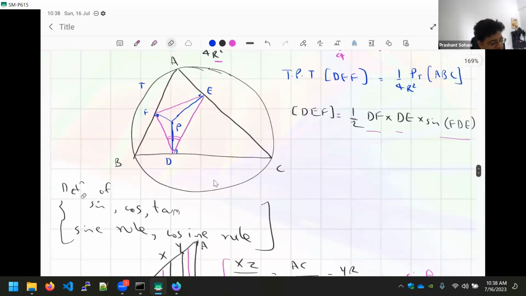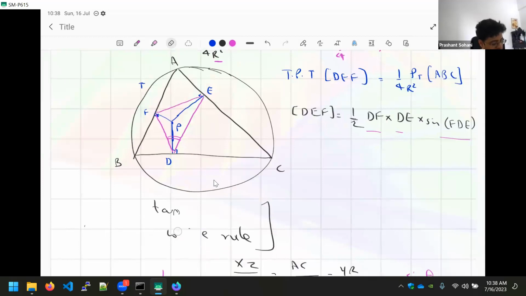So how can we manipulate these three pieces of information and somehow make it more manageable?